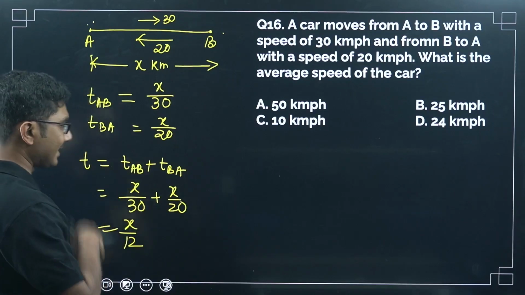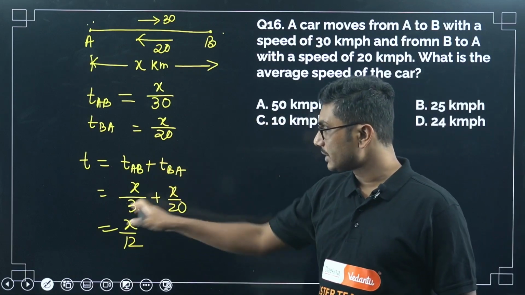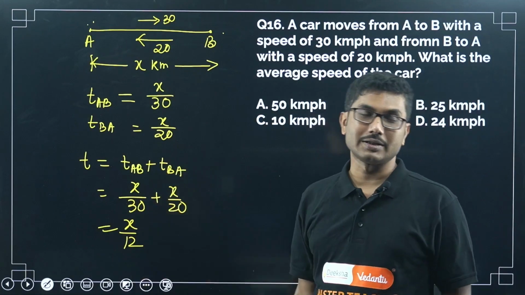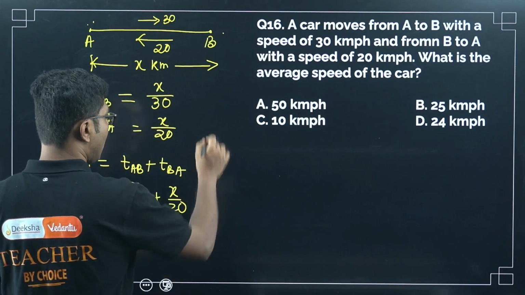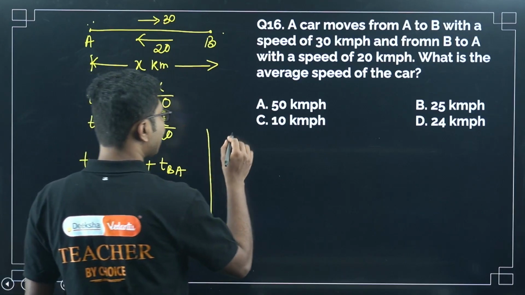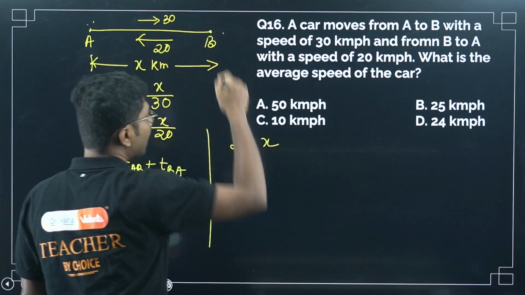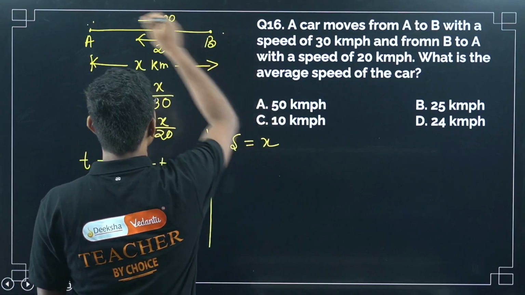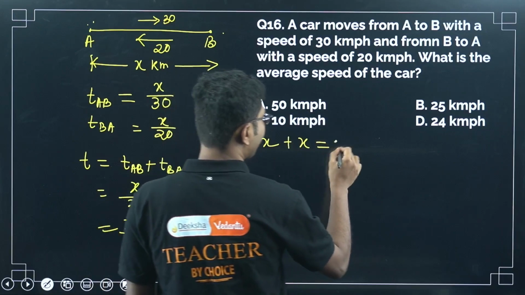If you remember, in the same problem we solved two problems back, there it was 20 and 30, so 60 will be the LCM, 5 will come up, so it will be x by 12. Okay, now what is the total distance travelled in this case? The first time it is going from here to here was x, and from here to here is another x. So total distance travelled is 2x.